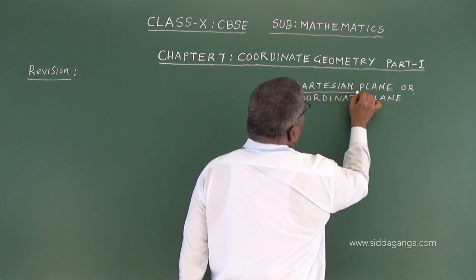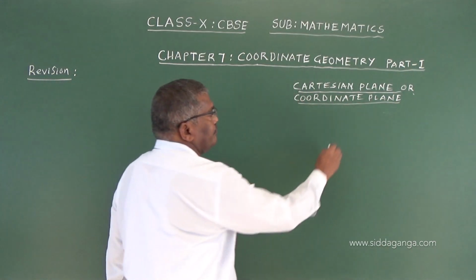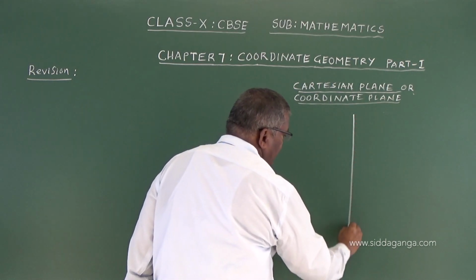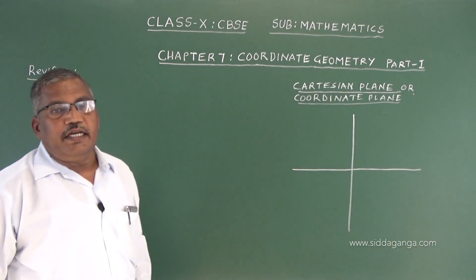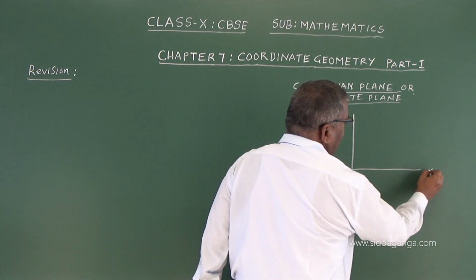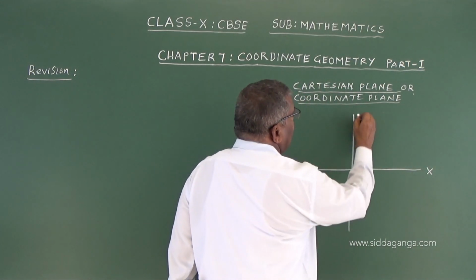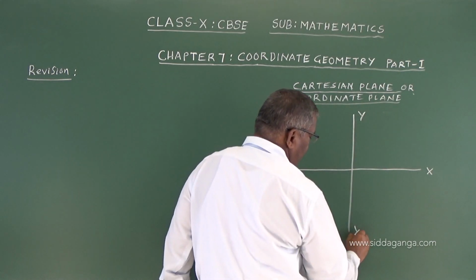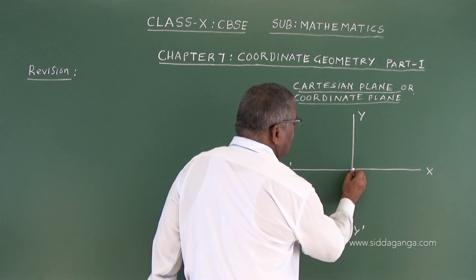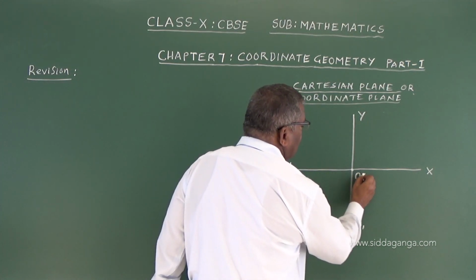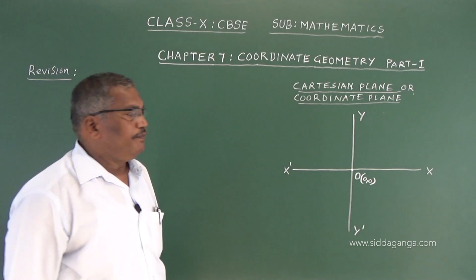Now we shall draw the coordinate plane system. The board represents the plane and one horizontal line, XX dash, is known as the x axis, and YY dash is the y axis. The point of intersection of the x axis and y axis is called the origin. Its coordinates are 0, 0.